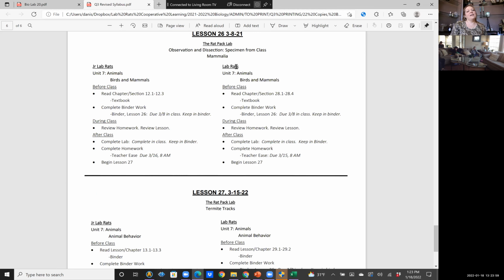And then our last dissection is going to be mammalia, and that's our pig. Well, every group's getting a little piggy, a little fetal pig. So they're like this big.